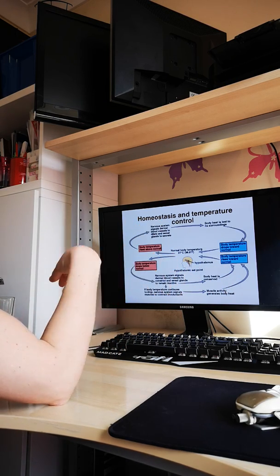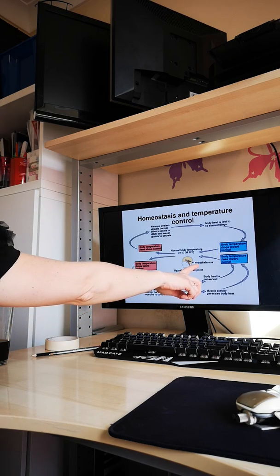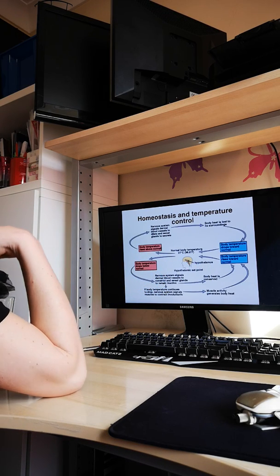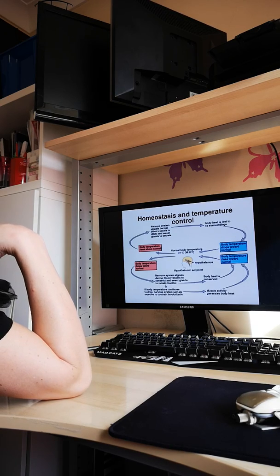So that's the one that the examiner expects you to be familiar with. The control point for temperature is found in the hypothalamus. Okay, so that's where we'll monitor the receptors, which are also found in that region of the brain.